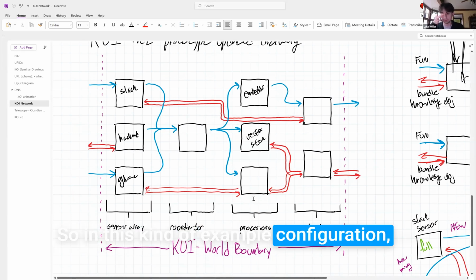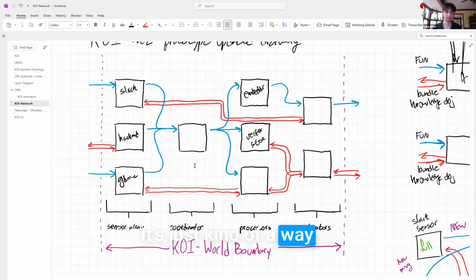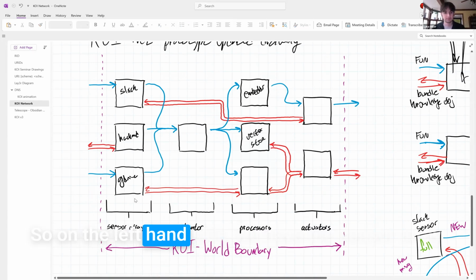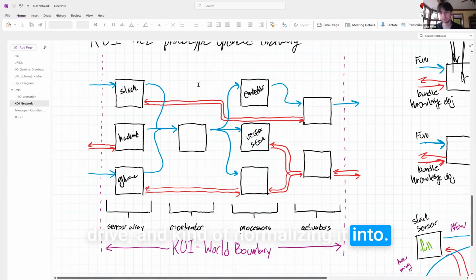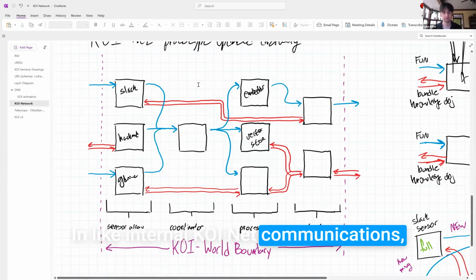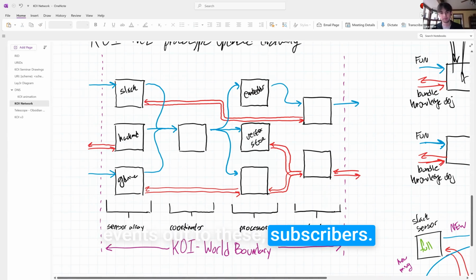So in this example configuration, we have these broad categories of nodes. Again, based on our general diagram, we're not locked into these patterns. It's just a way of helping us understand the role the node is serving in this particular network configuration. So on the left-hand side, we have the sensor array. This is taking in data from the outside world, so existing platforms, Slack, TrackMD, Google Drive, and normalizing it into internal CoinNet communications using those standard interfaces. This blue pattern represents the one-way communication. They're streaming events about the knowledge that they're observing into this broker here, which is then streaming those events out to these subscribers.